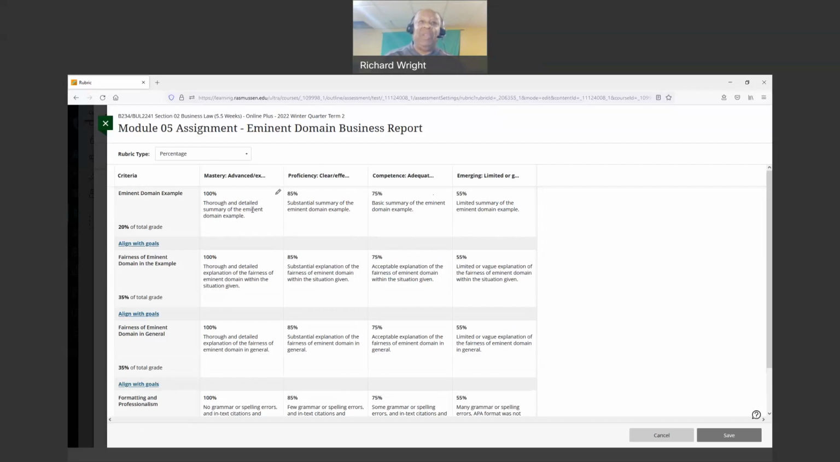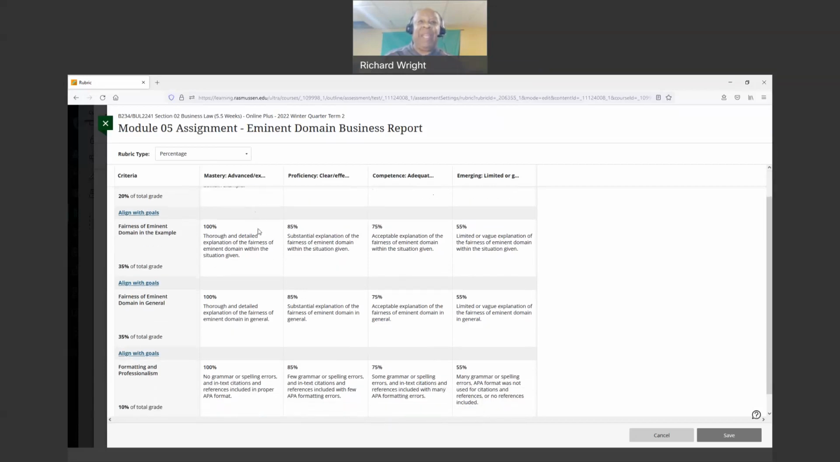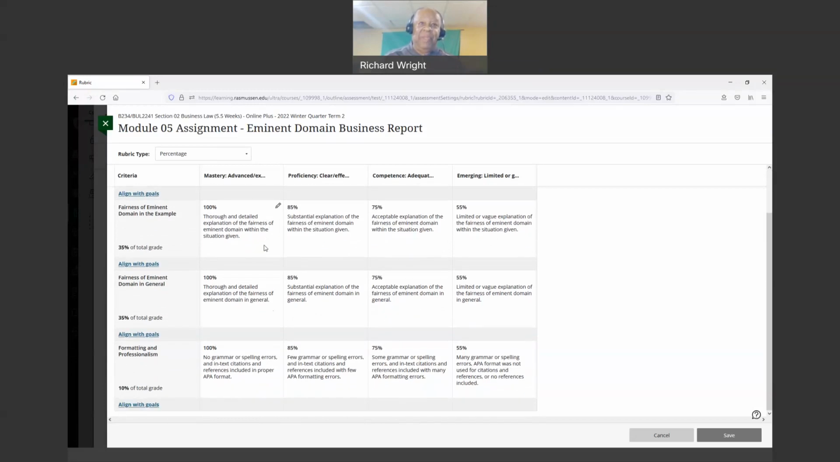Thorough and detailed summary. Make sure that you have your sources cited. I know I sound like a broken record, but I keep saying that because sometimes people don't get it. Thorough and detailed explanation of the fairness. Once again, citing the sources that you utilize to accomplish this. Thorough and detailed. And then there it is right there with the APA spelling and so forth.